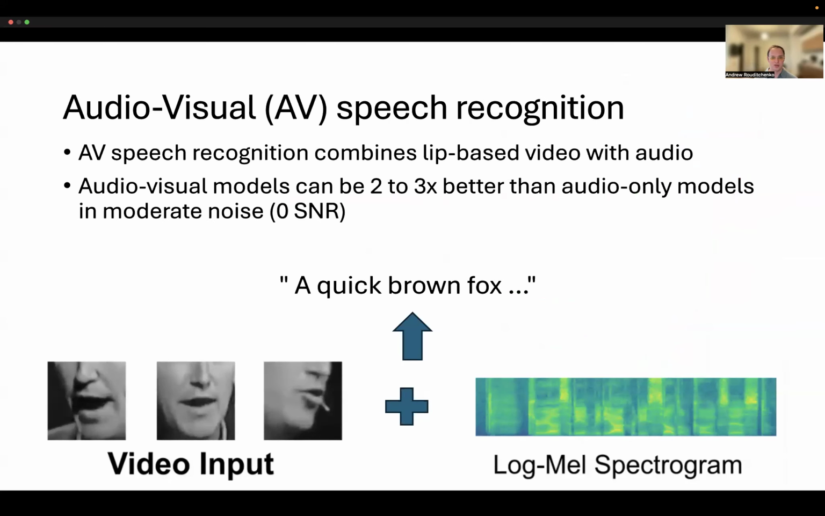Audio-visual speech recognition is a potential solution to this problem. In audio-visual speech recognition, it combines lip-based video with the audio input. And audio-visual models can be up to 2 to 3 times better than audio-only models in moderate noise, for example, 0 SNR.